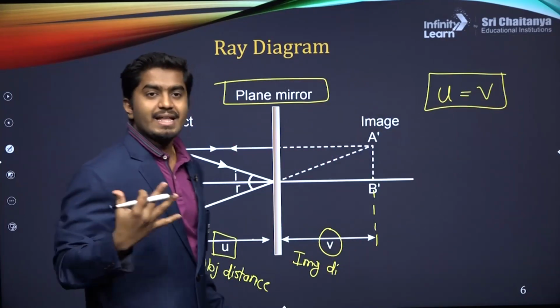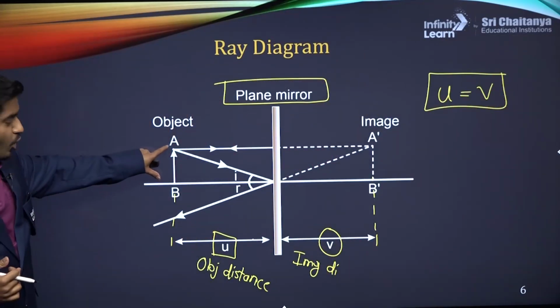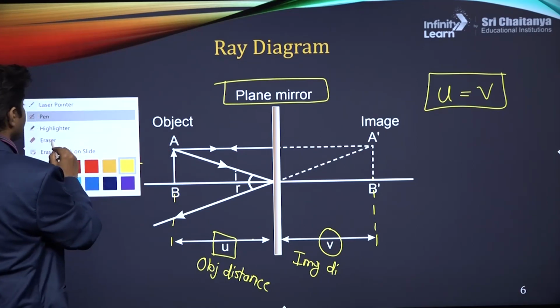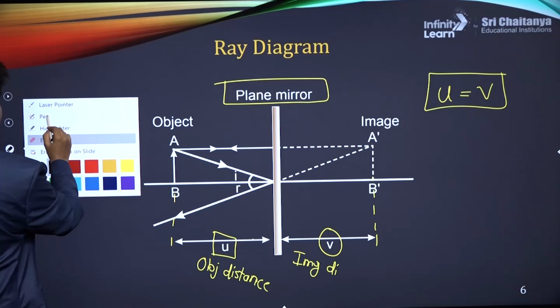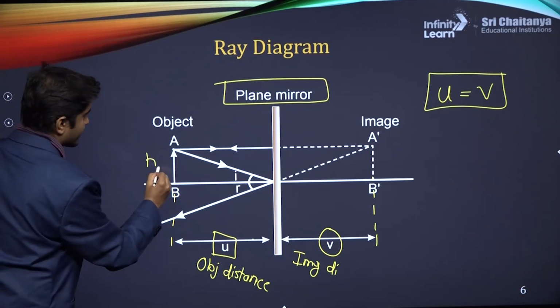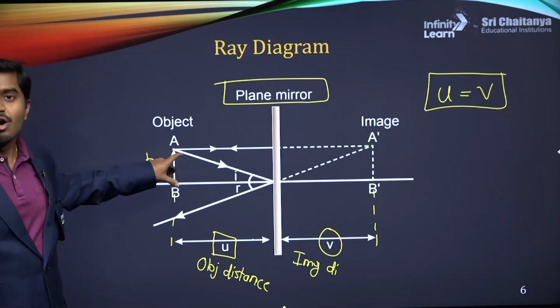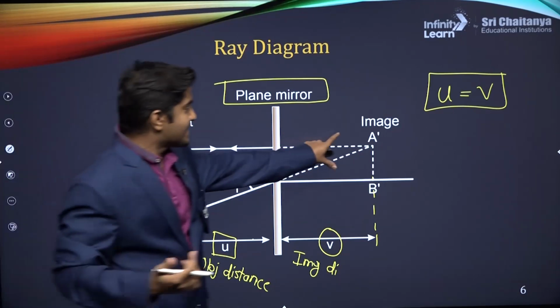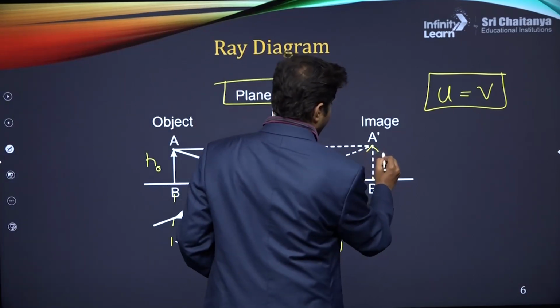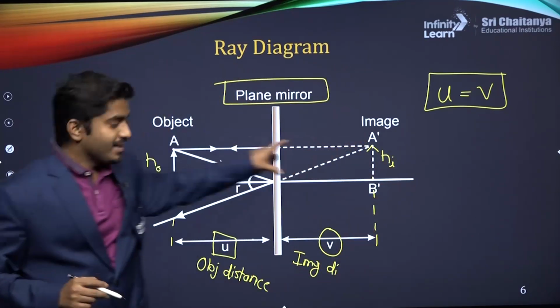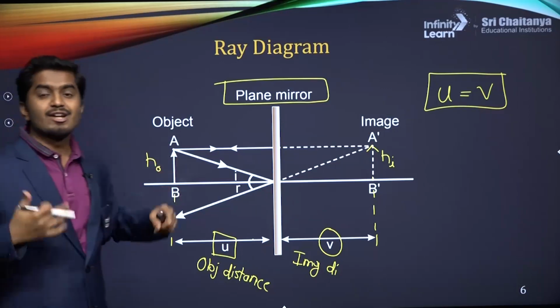Now there is something else. Can you see this object? Let's suppose you can call this the height of the object. HO is the height or the length of the object. Now exactly the same length here is the height of the image. So the height of the image is exactly the same as the height of the object.